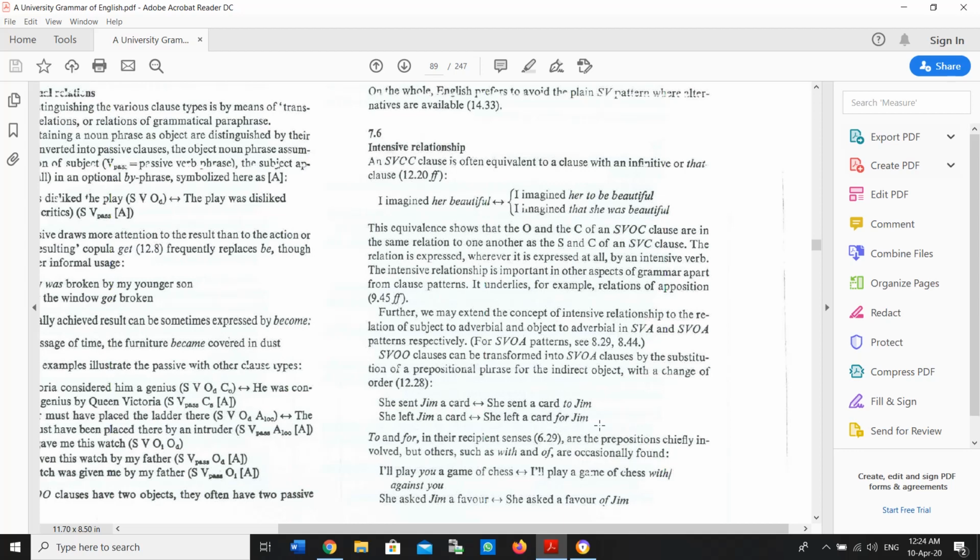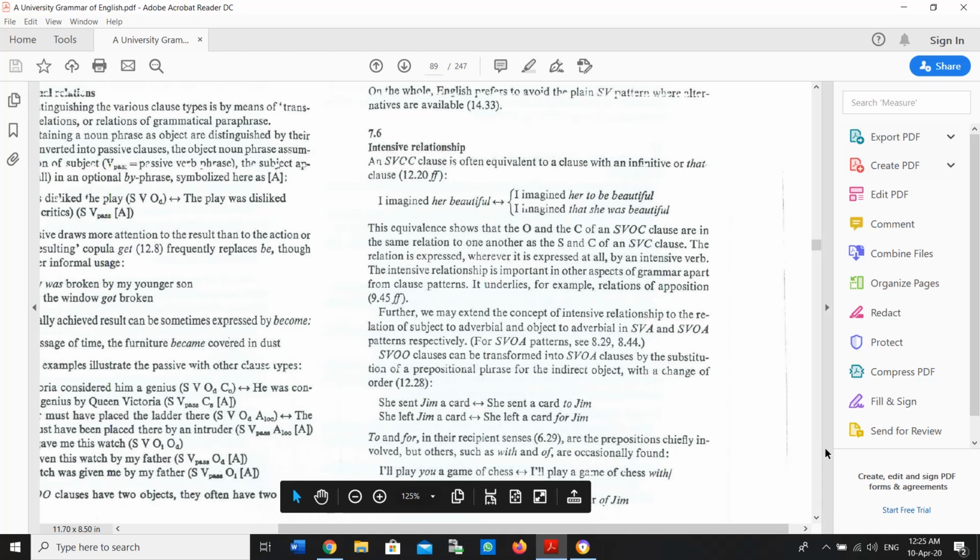Sometimes I can use "to" and "for" interchangeably, and sometimes not. You have to pay attention to this. To and for, in their recipient senses, are the prepositions chiefly involved, but others, for example with and of, are occasionally found.